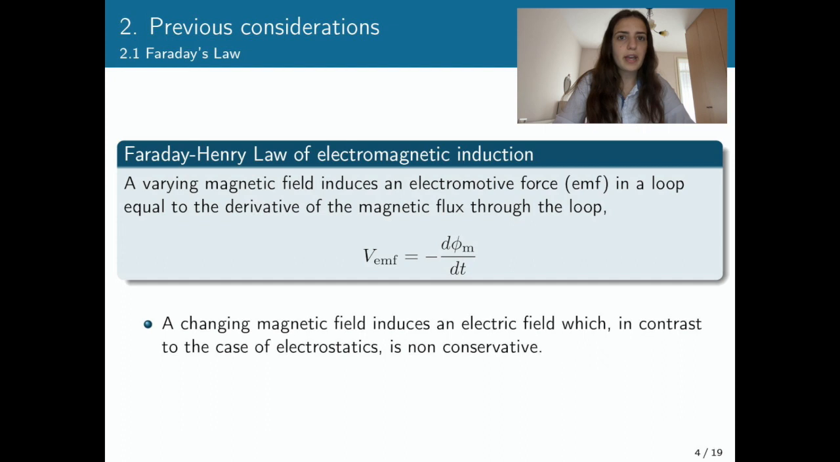The Faraday-Henry law of electromagnetic induction states that the varying magnetic field induces an electromotive force that is equal to the derivative with respect to time of the magnetic flux. A changing magnetic field induces an electric field which, in contrast to the case of electrostatics, is non-conservative.